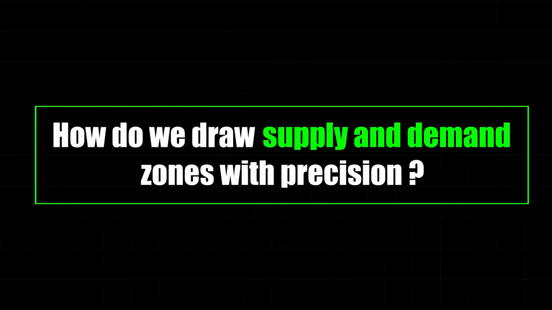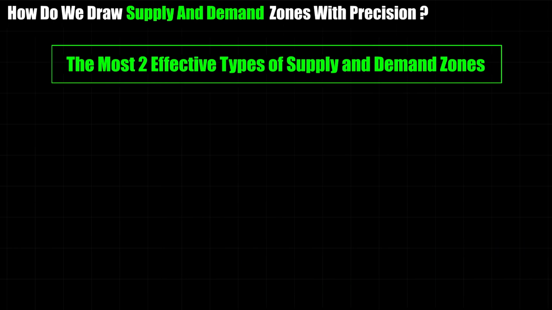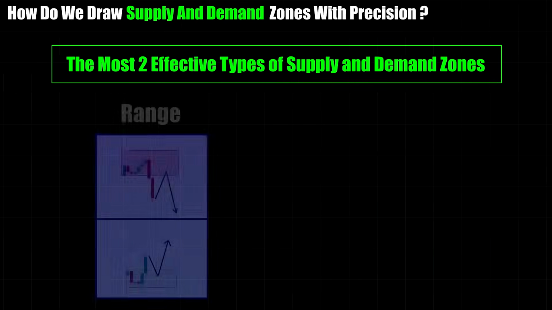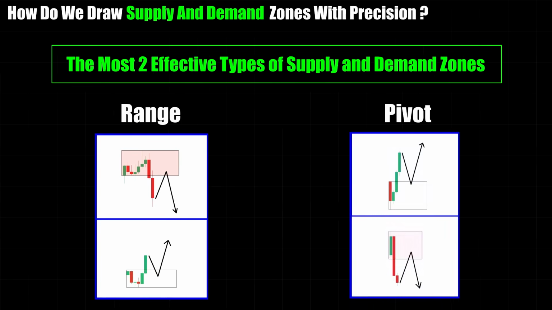So, how do we draw supply and demand zones with precision the same way every time? There are 3 main types of zones, but the 2 most effective ones are, first, range-based zones. These occur when price consolidates in a sideways range, then breaks out decisively. You draw the zone from the top to the bottom of that range of candles. Second, pivot zones.